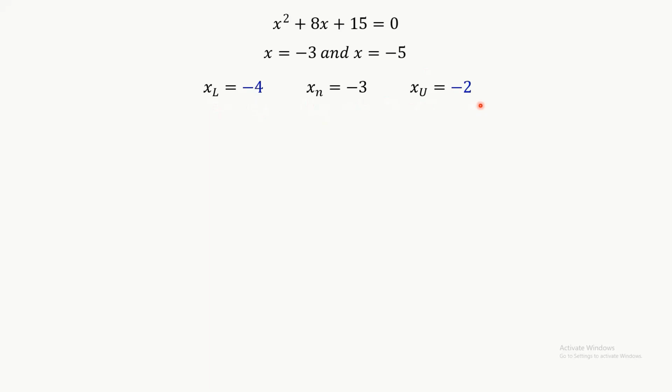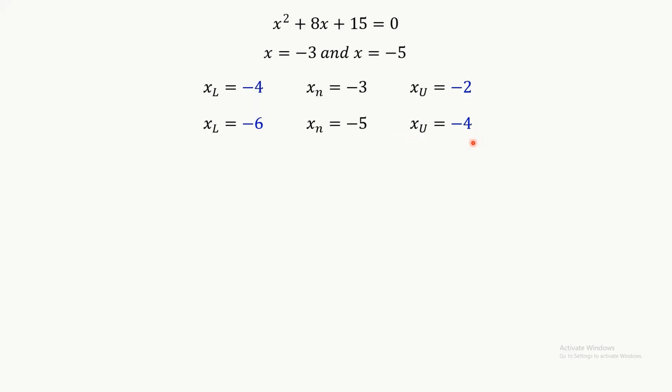Or, if we wish to determine the second root, which is x equals negative 5, our initial guesses can be negative 6 and negative 4. In that way, the solution under bracketing methods will converge only if we choose proper limits or initial guesses.